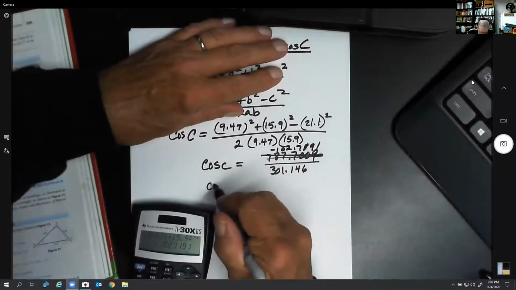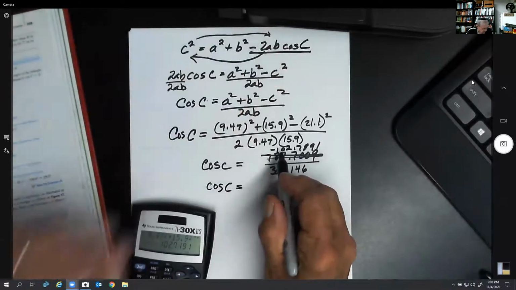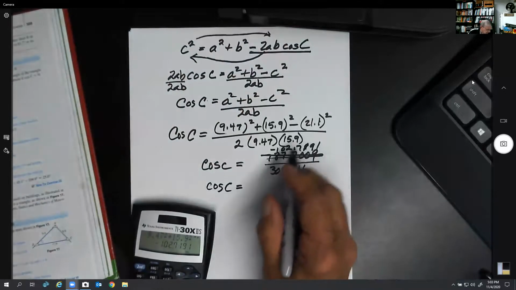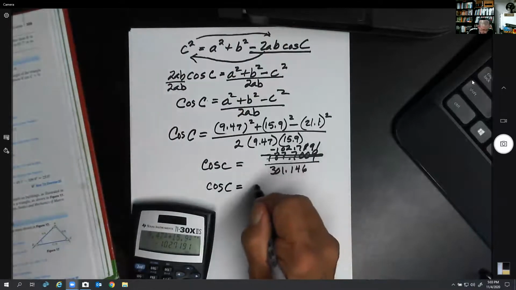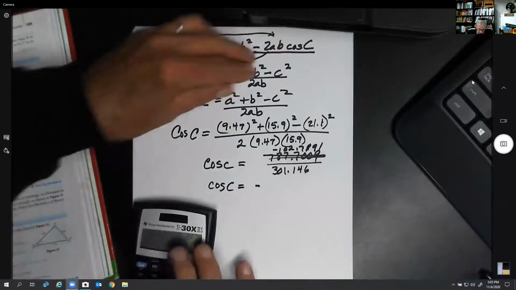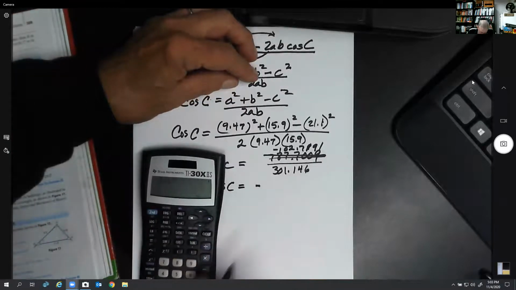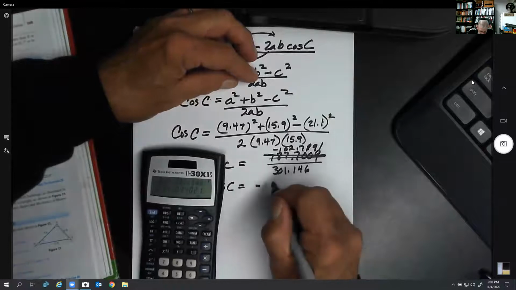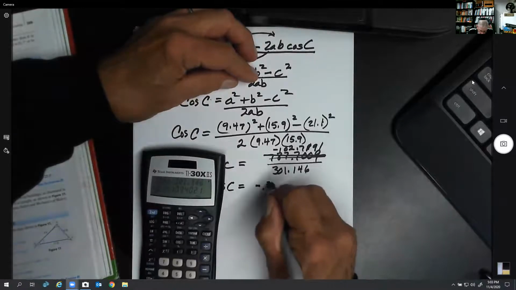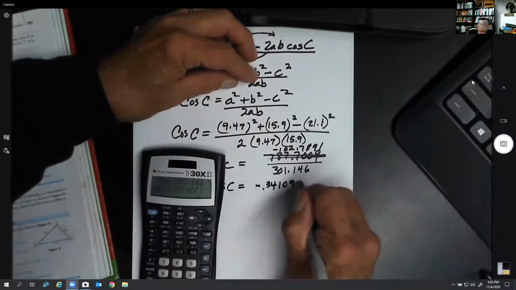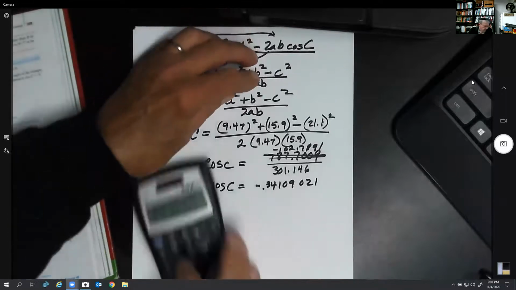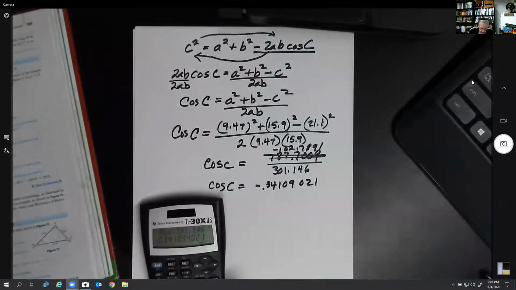So now the cosine of C is, this was a negative, so I'm going to save a little bit of work and use their figures when I do. I want to make sure. Let's make sure. We're going to divide this by 301.146. I get a negative 0.34109021 if I want to get super accurate.